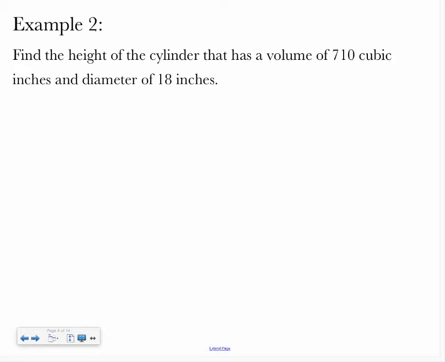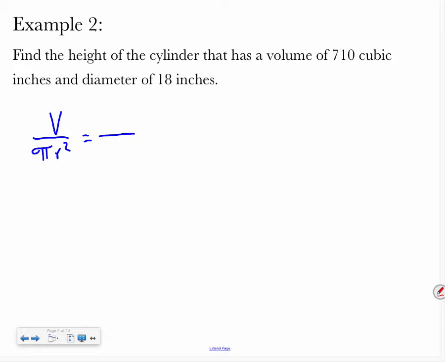Example 2: find the height of the cylinder that has a volume of 710 cubic inches and a diameter of 18 inches. So if we want, we can create a proportion. We know that we have a volume and we have a diameter, so if we're trying to find the height, we can use the equation for the cylinder. You can set it up with volume equals pi r squared times height. And then if we look at our information, we can just plug our numbers in.